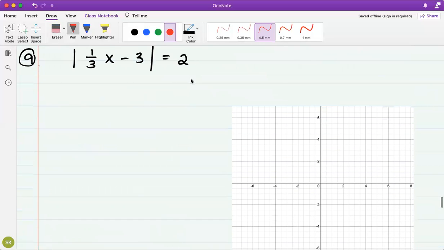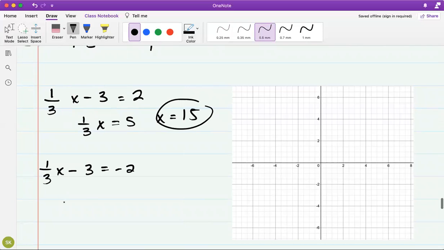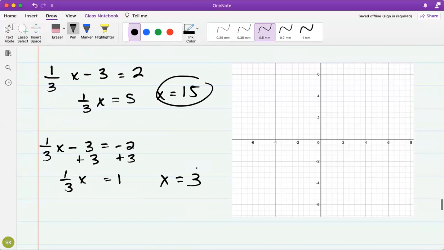Okay, let's look at the next problem. Here I have the absolute value of 1/3 x minus 3 is 2. Since the absolute value is isolated, we just set this equal to 2, and we set it equal to -2. Move the 3 over. Plus 3, you get 5, which tells me x is equal to 15. And then 1/3 x minus 3 equals -2, that gives me 1/3 x equals 1. Multiply by 3, I get x is equal to 3.